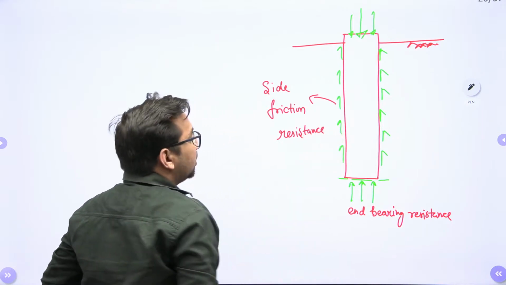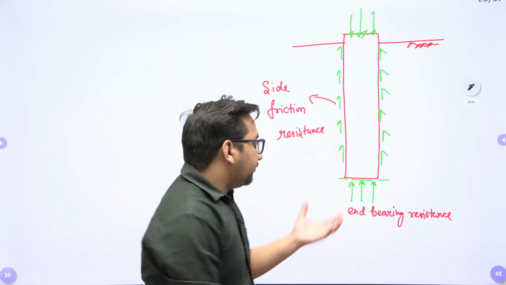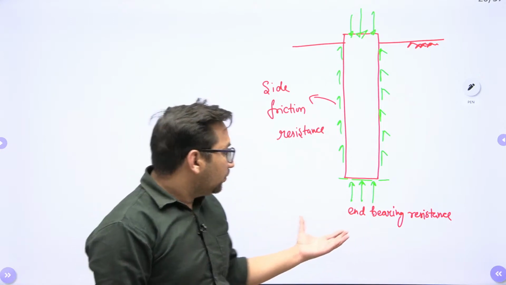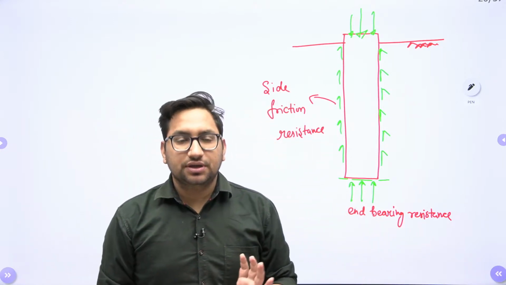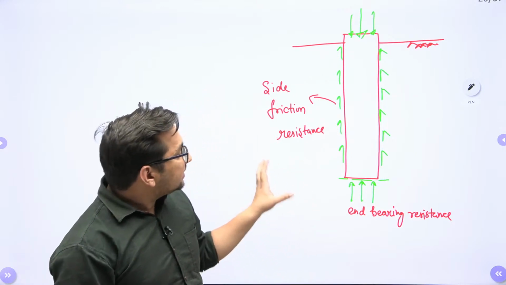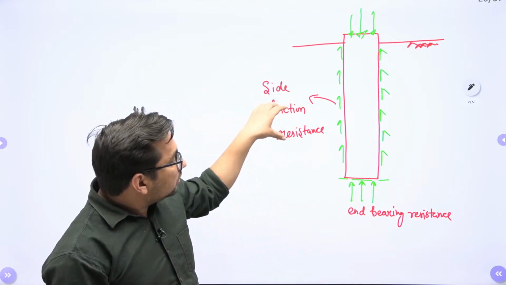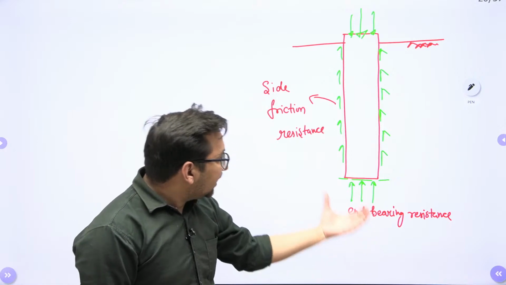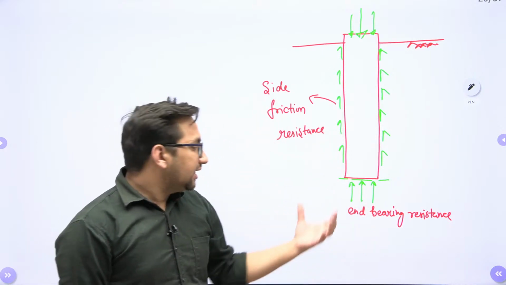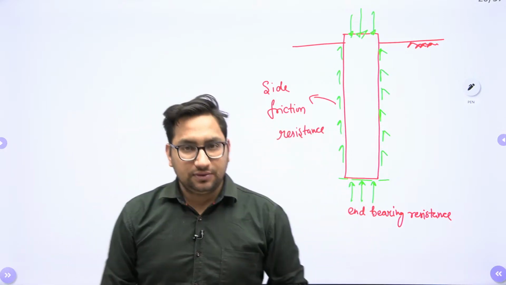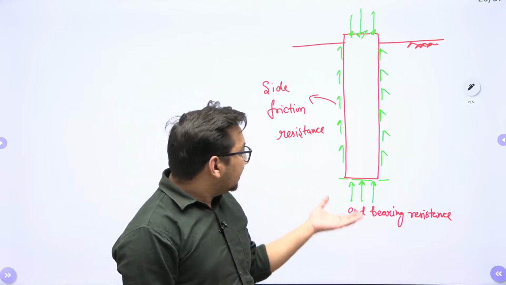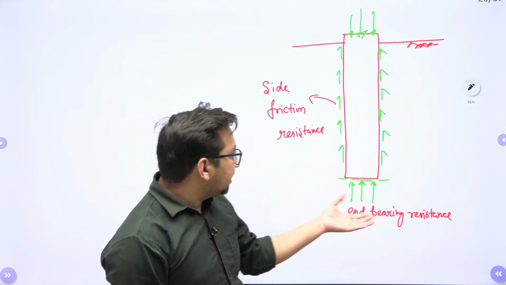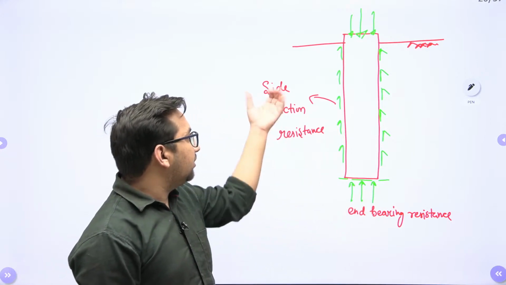It means the load carrying capacity of your pile will be due to, one, end bearing resistance, and second, side friction resistance. Clear? So if your pile is supporting the load due to end bearing and side friction, we call it an end bearing plus side friction pile. Clear? Whereas there can be some cases when there will be no end bearing resistance, or some cases when there will be no side friction.